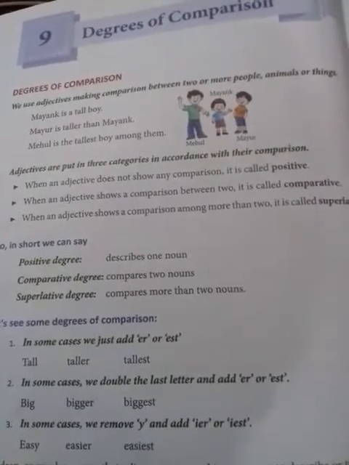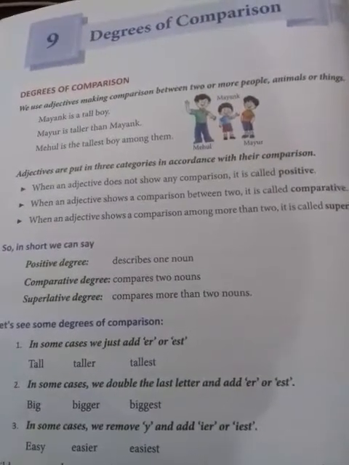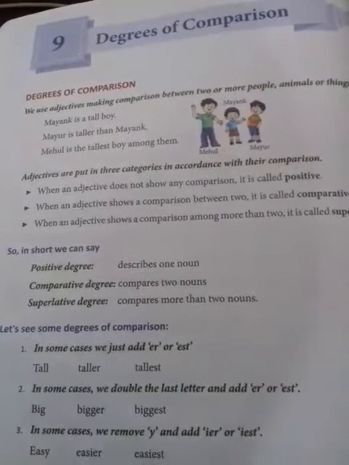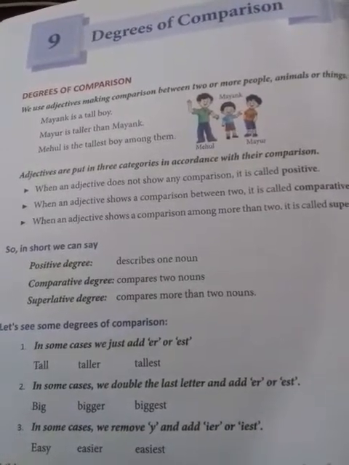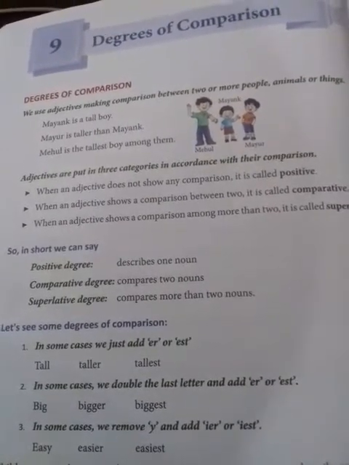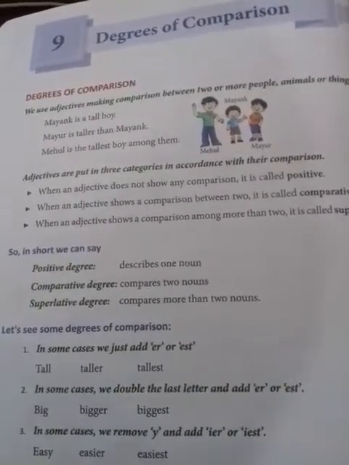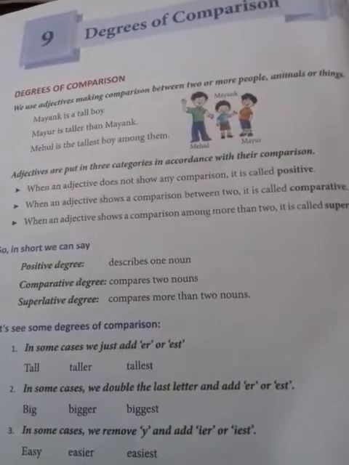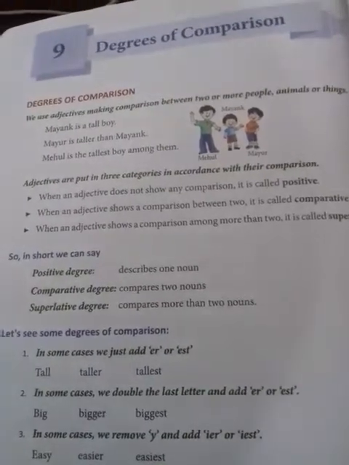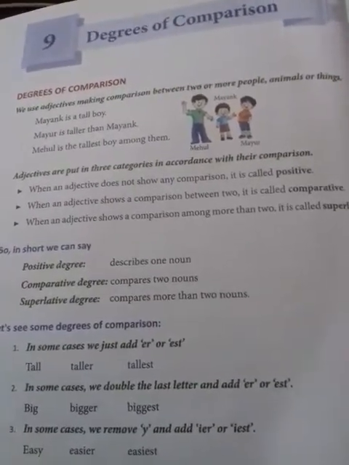And in the third sentence, Mehul is the tallest boy among them. Now in the third example, we see that we are using superlative degree, that is tallest, because we are comparing between Mayur, Mayank and Mehul.